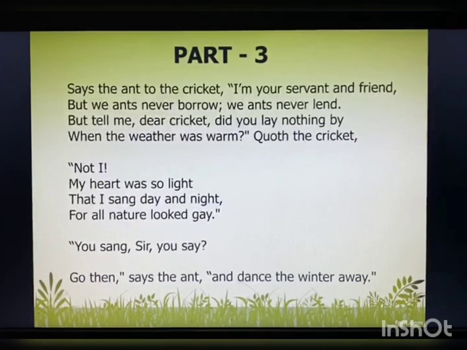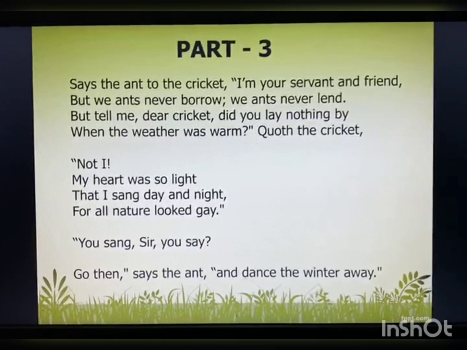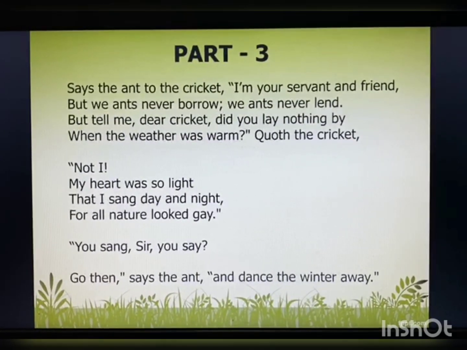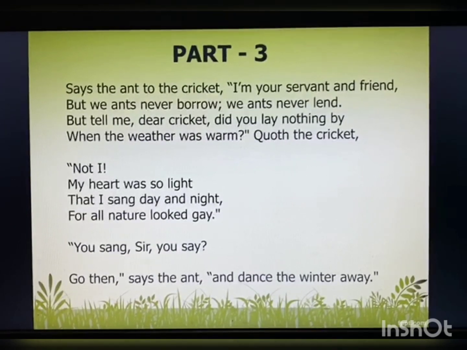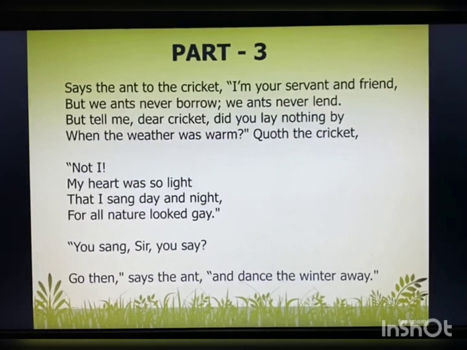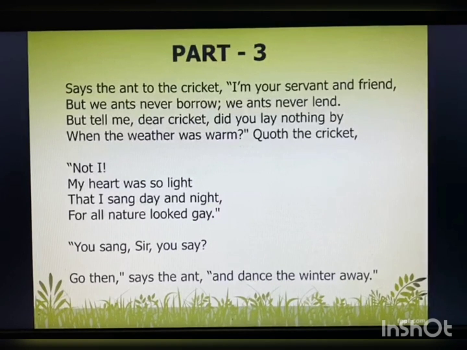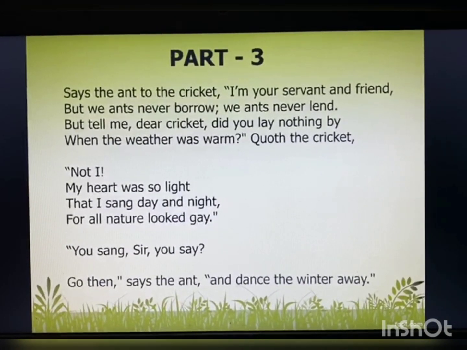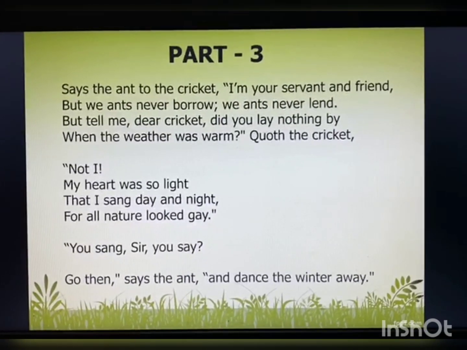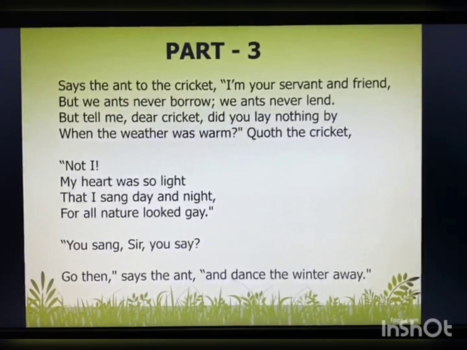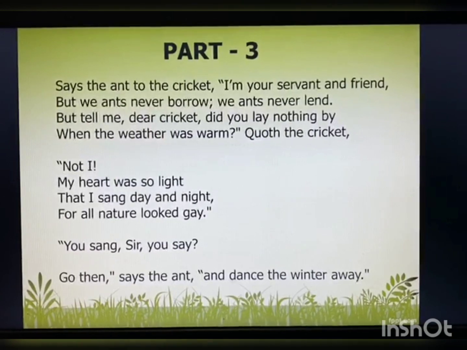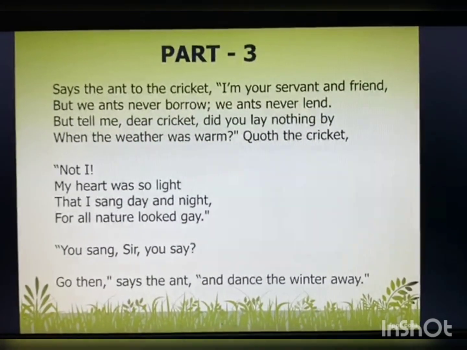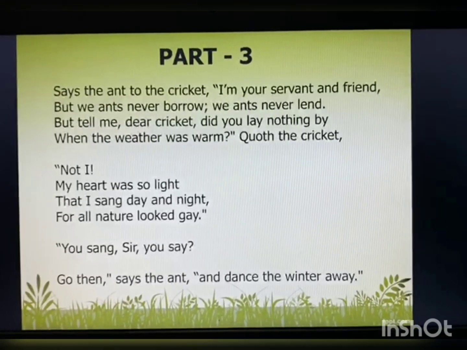Explanation of part 3. Hearing the cricket, the ant answers that it considers itself his servant as well as friend. However, the ant never borrows anything from others and nor gives anything to others. Saying this, the ant asked the cricket why it did not gather anything when the weather was warm, when it was the appropriate time of spring and summer.